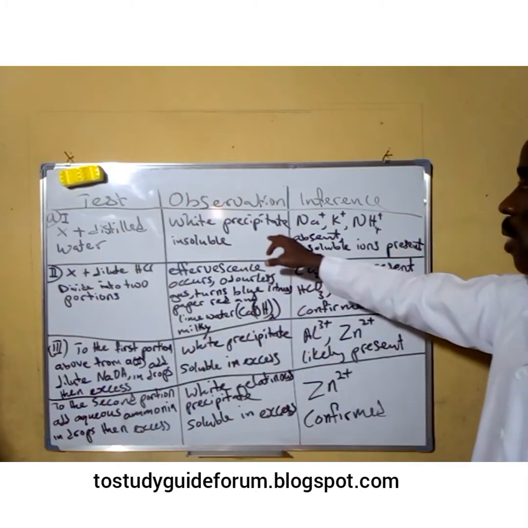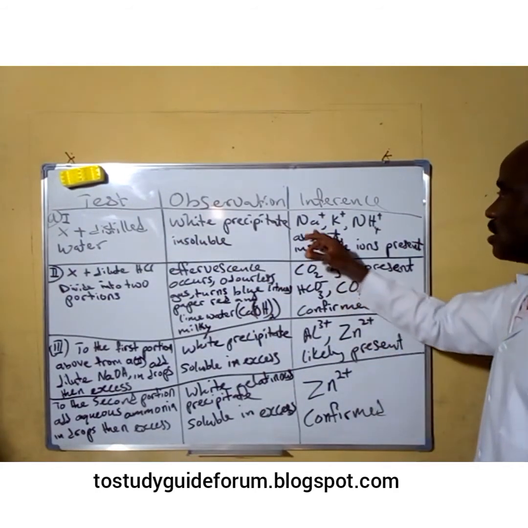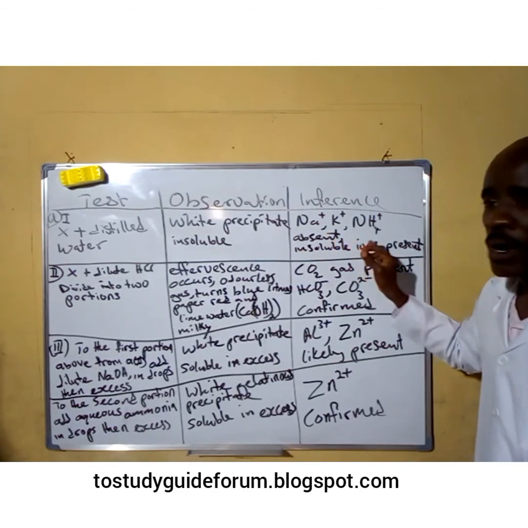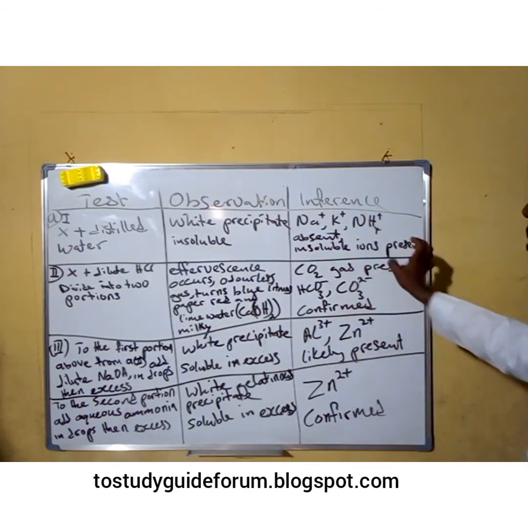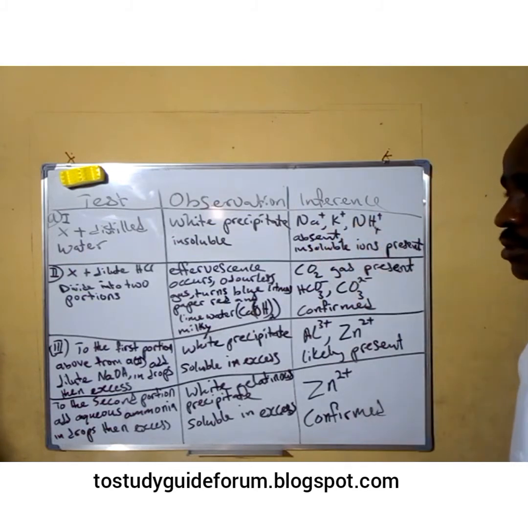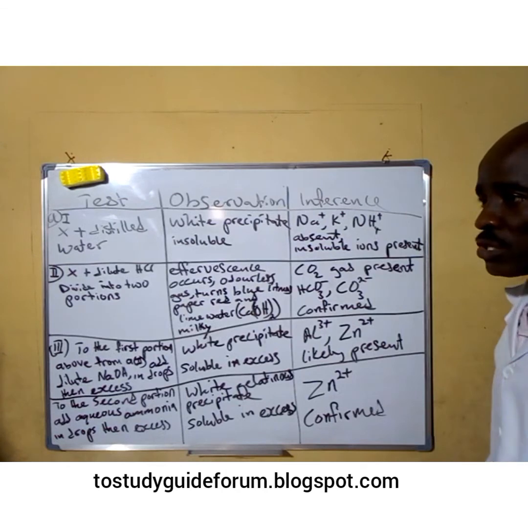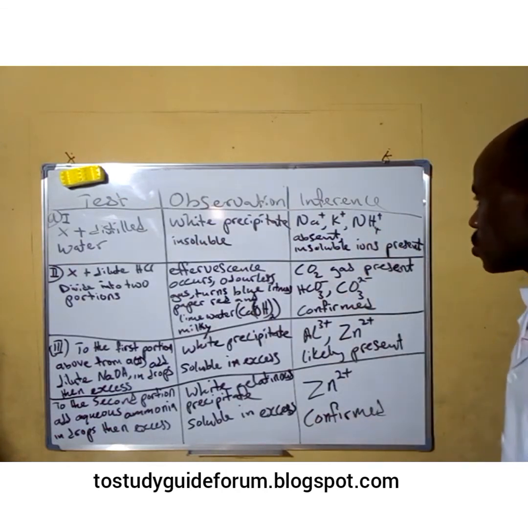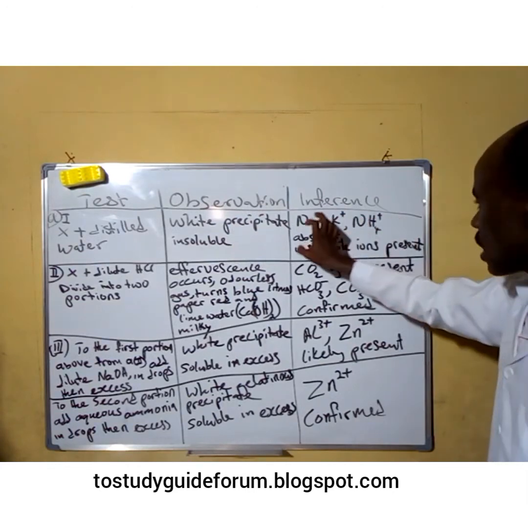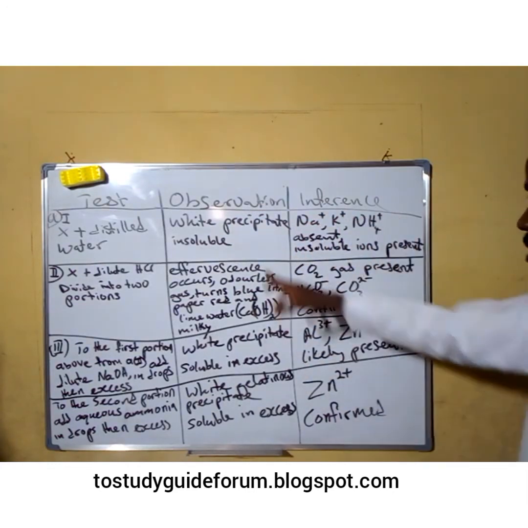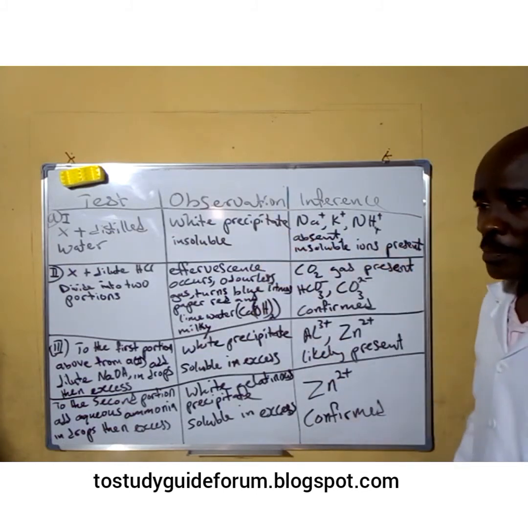Because it's a white precipitate that is insoluble, it simply means that ions like sodium, potassium, and ammonium are not likely to be there. They are not likely to be there because these three ions are known to be soluble in every condition. They are very, very soluble. So since it's insoluble in water, it means that insoluble ions are present there.